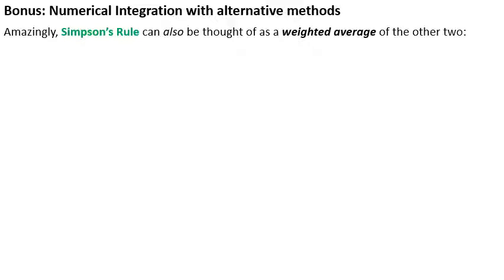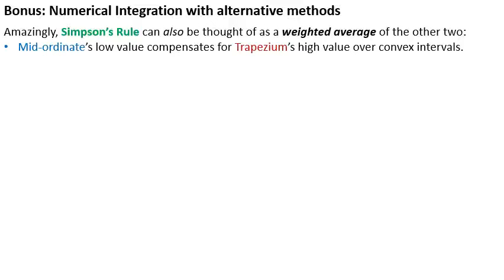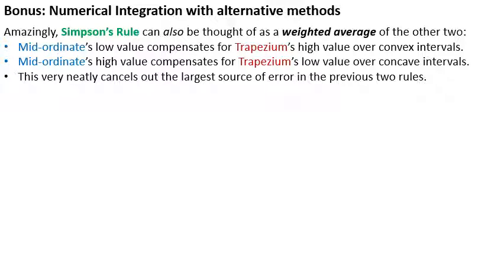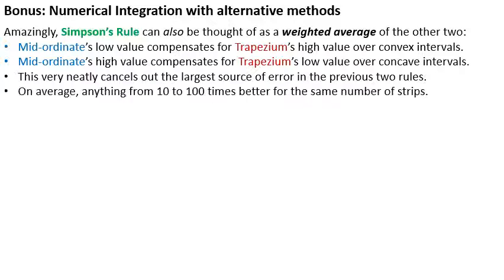When we thought about trapezium rule and mid-ordinate rule, we realized that we need something which can combine the two, so that the low values of mid-ordinate rule can compensate for the high values of trapezium rule whenever the curve is convex. And when the curve is concave, the high value of mid-ordinate rule can compensate for the low value of trapezium rule. The largest source of error in both of those two rules come from the convex, concave, overshooting or undercutting, and those sources of error are completely eliminated by Simpson's rule.